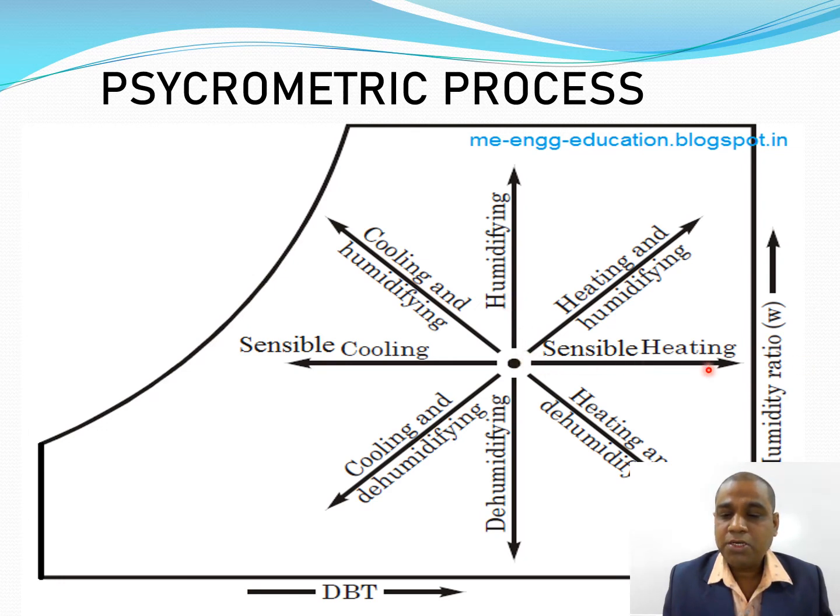Here the humidity ratio is, suppose, W1, and after humidifying the air, the humidity ratio is W2, and definitely W2 is greater than W1. So this process is known as humidification or humidifying. In the humidification process, the moisture present in the air goes on increasing.